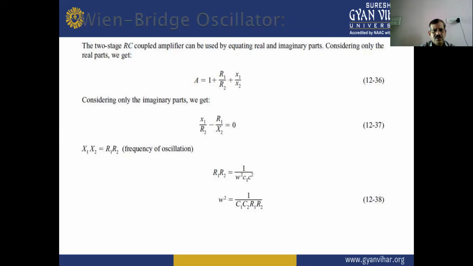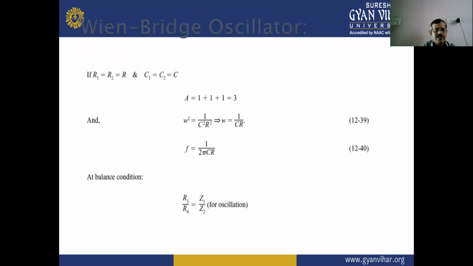So X1 upon X2 equal to R1 upon R2, frequency of oscillation. So we have R1 R2 equal to 1 upon omega square C1 C2. So omega square equal to 1 upon C1 C2 into R1 R2. And if R1 equal to R2 equal to R and C1 equal to C2 equal to C, then A will be equal to 1 plus 1 plus 1 equal to 3, and omega square equal to 1 upon C square R square, or omega equal to 1 upon CR.